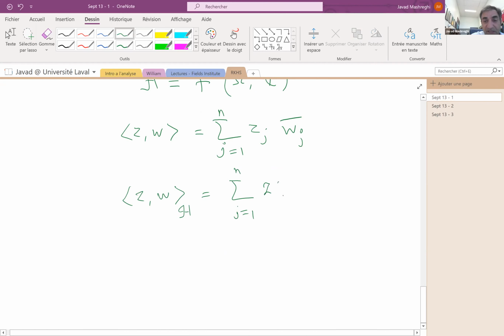Instead of z index j, I write z at point j, and w at point j bar. So it's a new way to look at this space. It's a Hilbert space. And the evaluations are bounded because of the formula that you see here: if z is equal to w, the norm of z in H squared is the sum from j up to n of the absolute value of z_j squared.